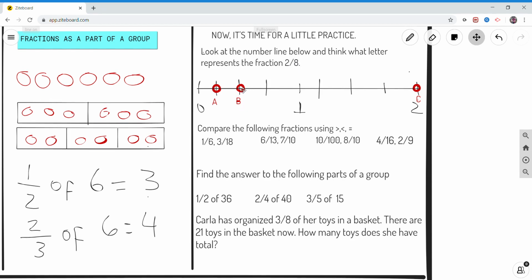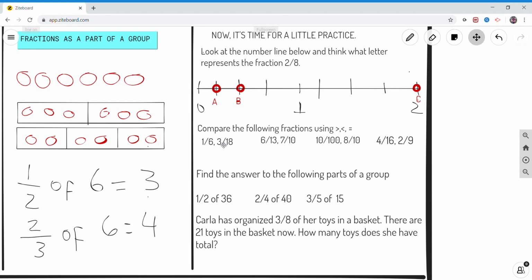Why can it not be B? If you're thinking because B is equivalent to 1/2, that's the correct answer. 1/4, 2/4, which are equivalent to 1/2. And we're looking for 2/8. And it cannot be C, because C represents 2 wholes.